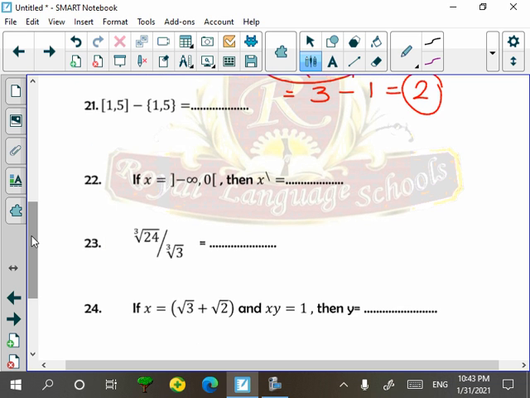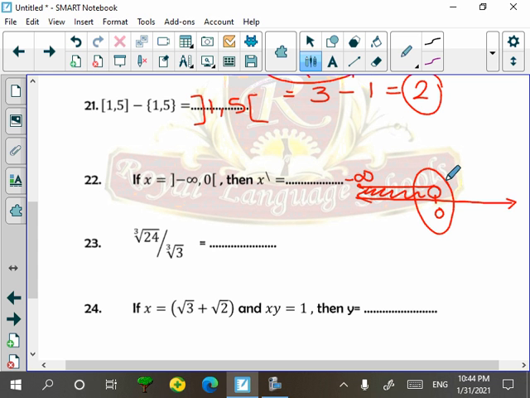Number 21: the closed interval 1 and 5, the difference of 1 and 5 offsets. The answer is the open interval 1 and 5, because of the difference sign. Number 22: if x equals the open interval from negative infinity to 0, then x dash, or x complement. Let's represent it on the number line, from negative infinity to 0, with 0 open. Then the complement of x will be from 0 to infinity, with 0 closed, and infinity always open.